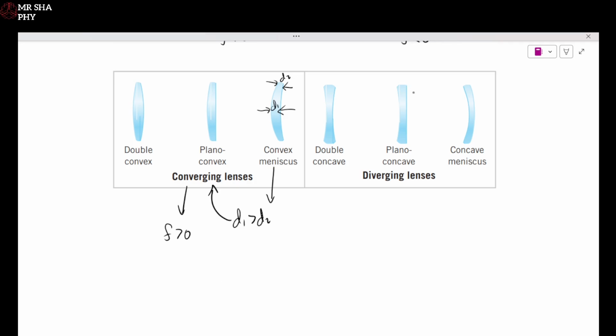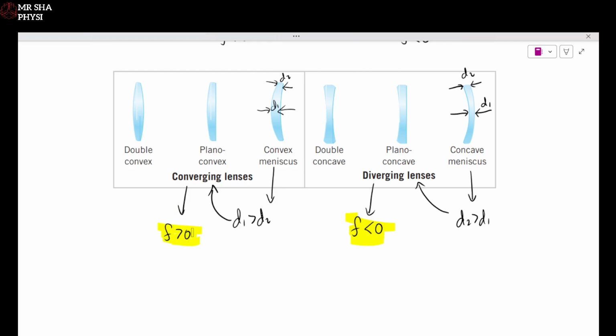On the other hand, if I have it thinner, if you look at the concave meniscus, I have D1, then I have here D2. This would mean I have D2 bigger than D1, and that indicates it is a diverging lens, and therefore my F is going to be less than 0.